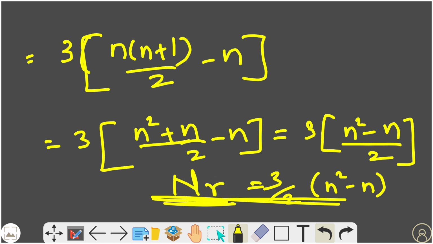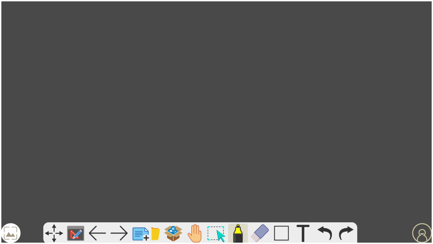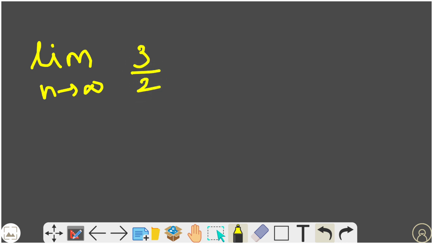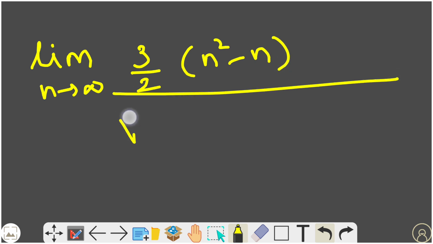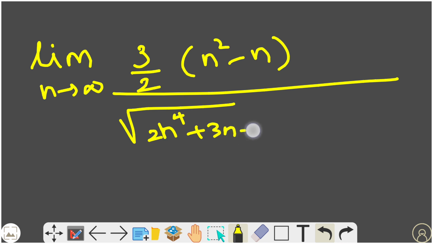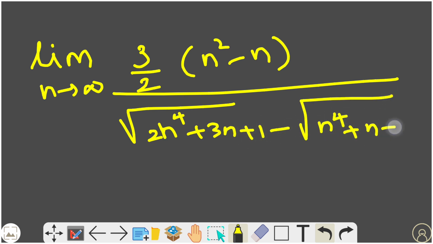We have a denominator also. So I can write limit n tends to infinity. Instead of 1 plus 2 minus 3, we have to write 3 by 2 into n square minus n, divided by square root of 2n power 4 plus 3n plus 1 minus square root of n power 4 plus n plus 3.